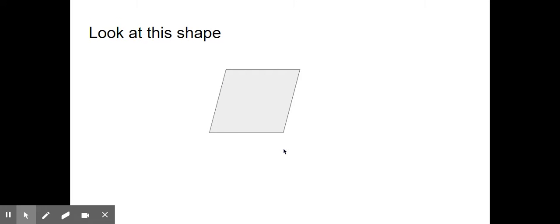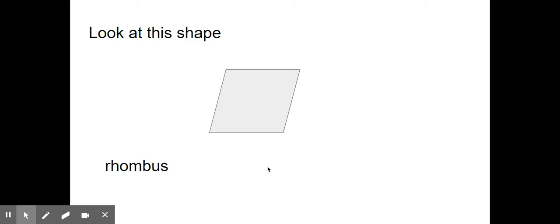So this shape has parallel sides like a rectangle, but it does not have square angles. We call this shape a rhombus. Practice saying rhombus with me. Rhombus. When a shape has parallel sets of sides, but it does not have square angles, it is called a rhombus. A rhombus also has equal length sides, just like a square. So the only difference between a square and a rhombus is that the angles are not square.